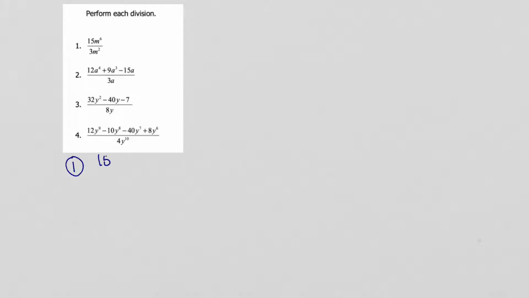We've got 15m to the 6th over 3m squared. Now the 3 will go into the 15 5 times. M to the, now you remember the quotient rule goes like this. You're dividing. So what do you do with the exponents? You subtract them. So it's going to be 6 minus 2. We'll get 5m to the 4th.